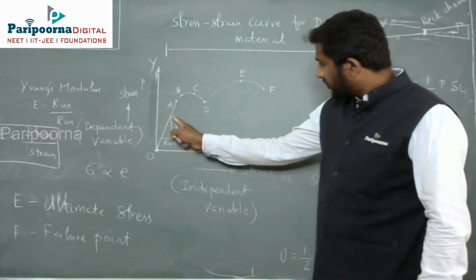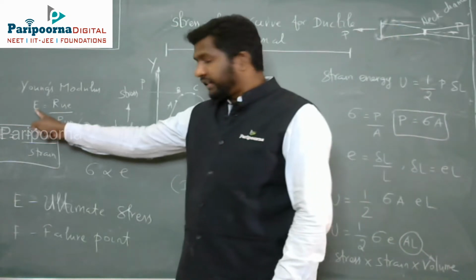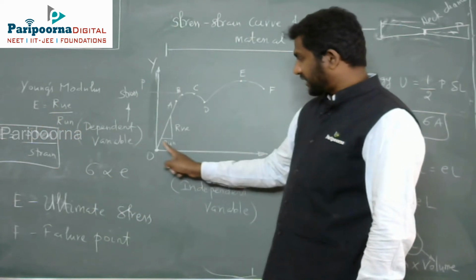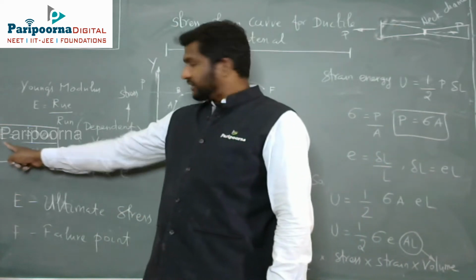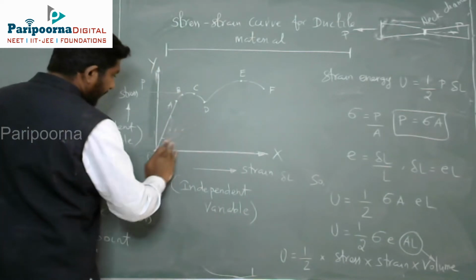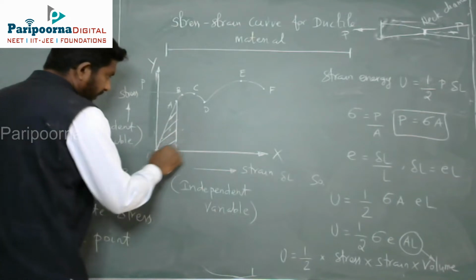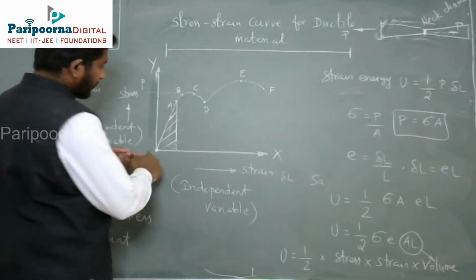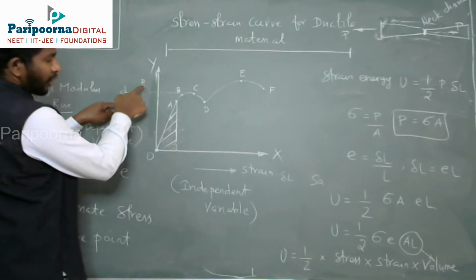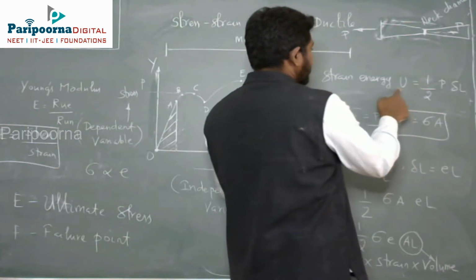Now if you draw the slope in this straight line, you can define the Young's modulus as rise over run, which means rise is in the stress direction, run is in the deformation direction. Young's modulus is stress over strain. Now if you consider the area under this stress strain curve, this is a triangle. What is the formula for a triangle? Stress is nothing but load and strain is nothing but delta L. So this is nothing but strain energy U.